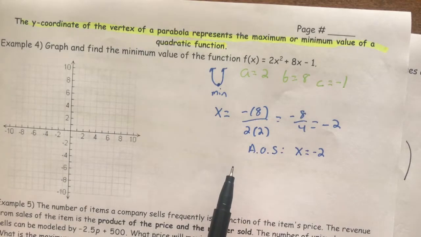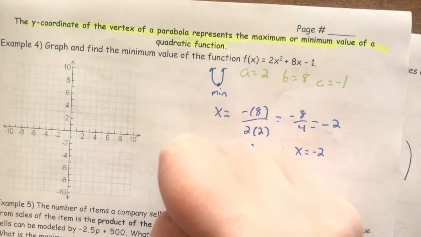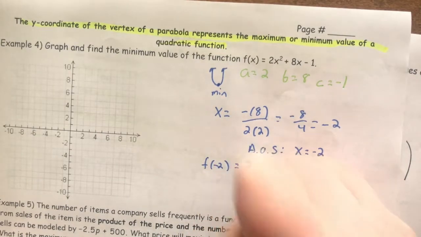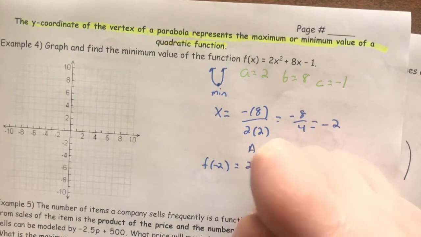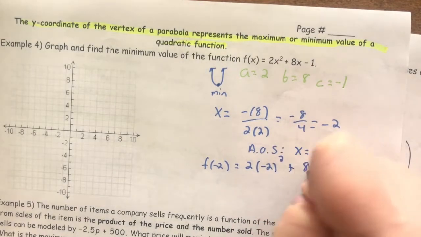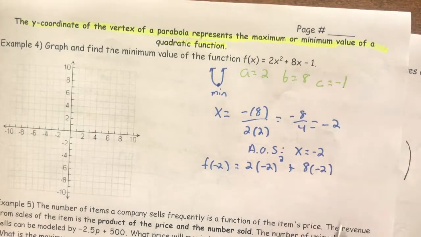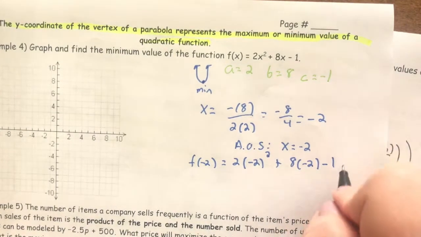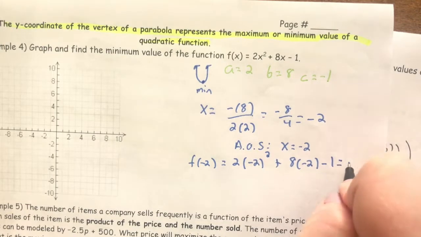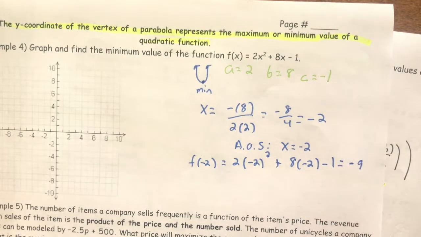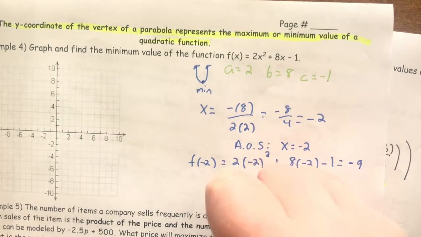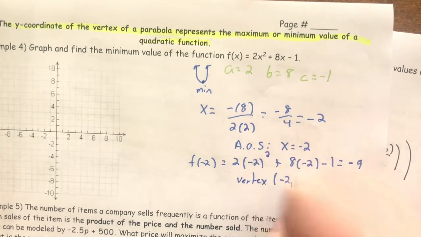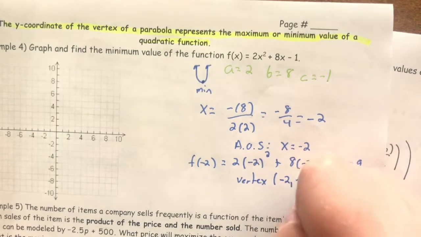Now I want to find the y-coordinate, so I'm going to plug in negative 2 into my function. f(−2) is equal to 2 times (−2)² plus 8 times −2, and then I have a minus 1. You can use your calculator or do the math in your head, but the answer to that will be negative 9. So my vertex, we can now label, has an x-coordinate of negative 2 and a y-coordinate of negative 9.